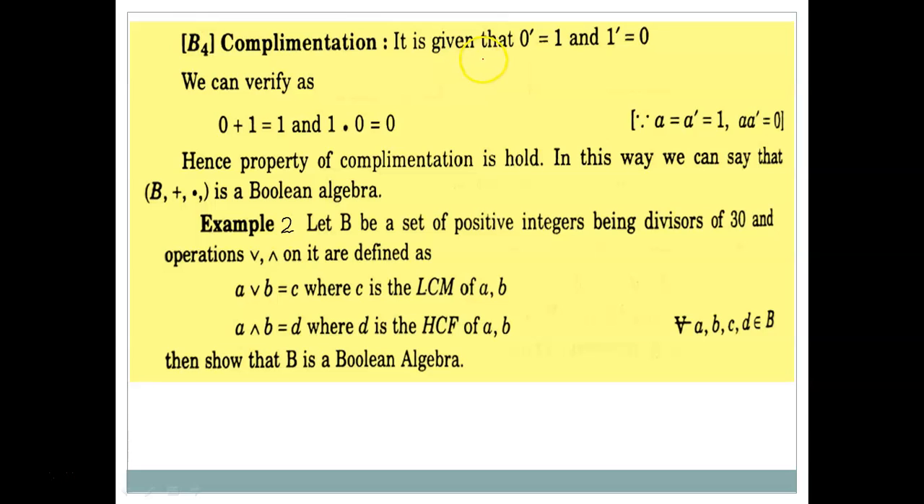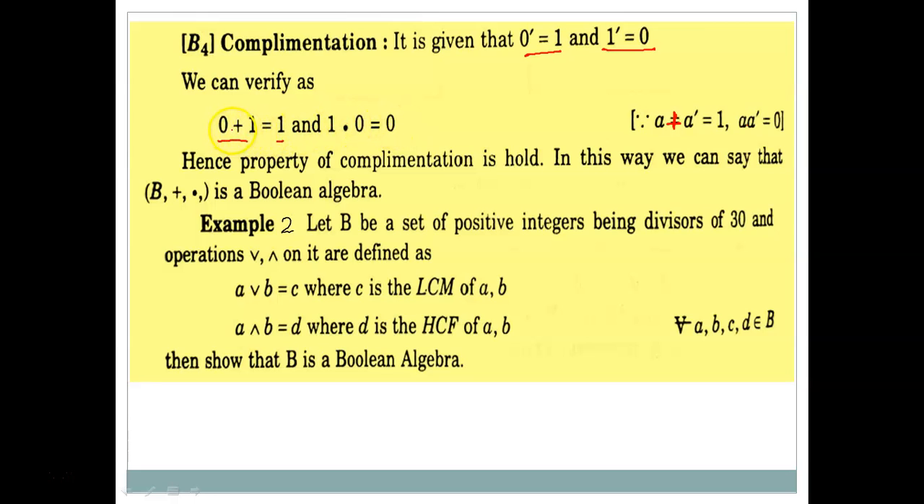Then the complementation. We have already assumed that 0 complement is 1 and 1 complement is 0. So we can verify that 0 plus 1 is 1. You know that the complement law is a plus a complement must be equal to 1 and a dot a complement must be 0. So here you can see 0 plus 1 is 1 and 1 dot 0 is 0.